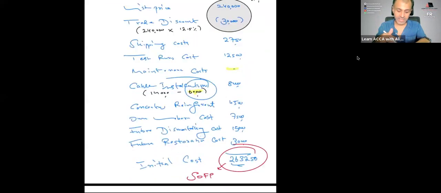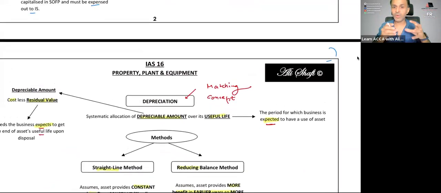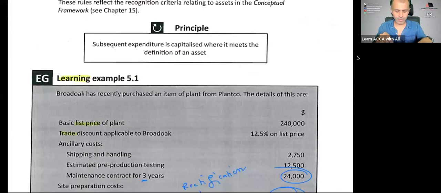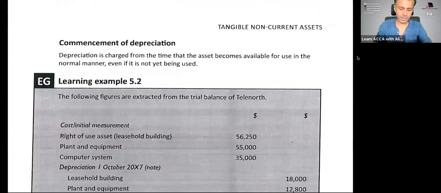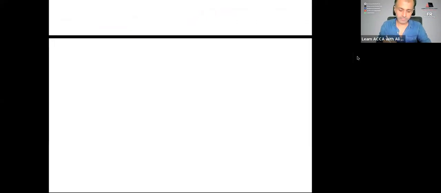I have been able to comment on how extensively the methods of depreciation work, the assumptions these two methods are based upon, and overall what the whole concept of depreciation is. We have one question to work formally, and we should not mind working it. Learning example 5.2. Let's have a look at it and try to finish it off as soon as we can.